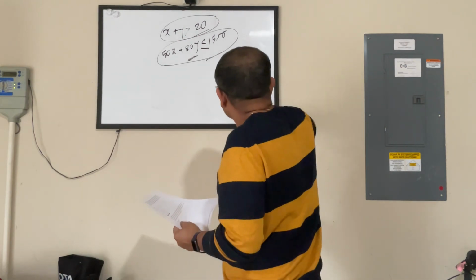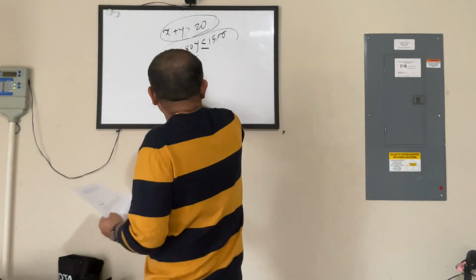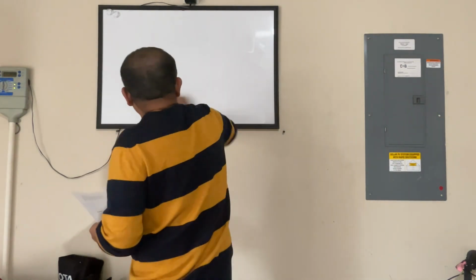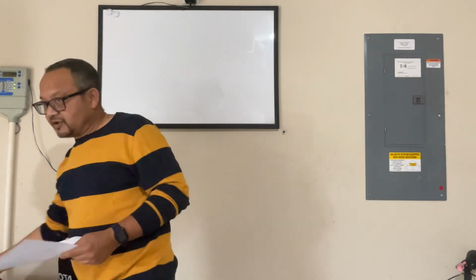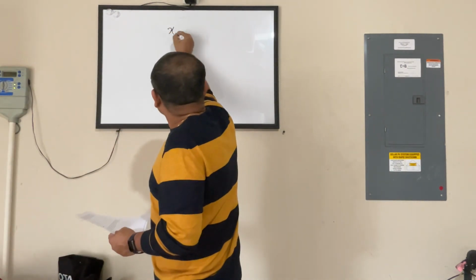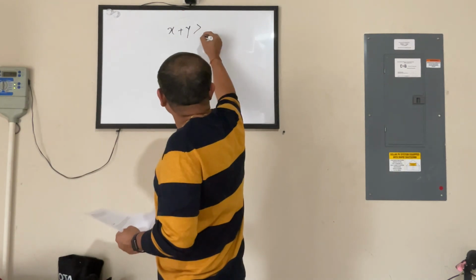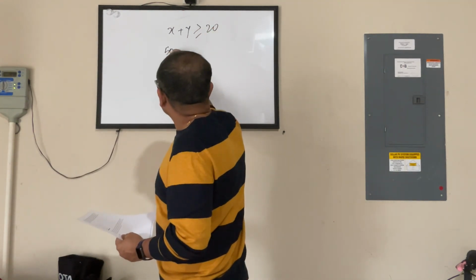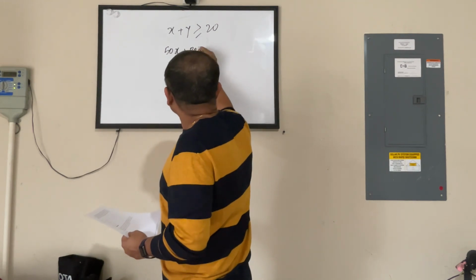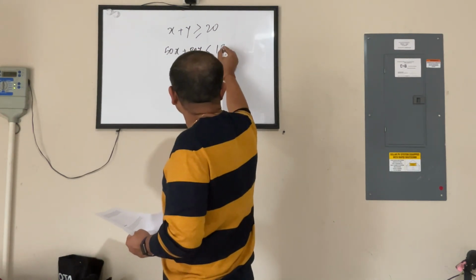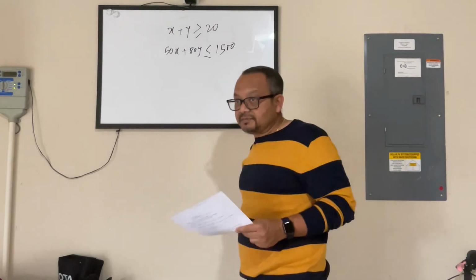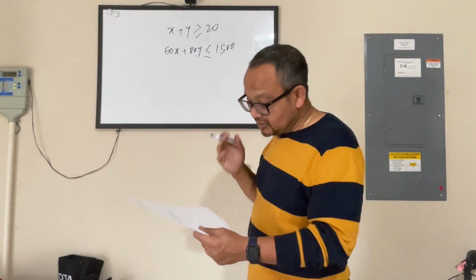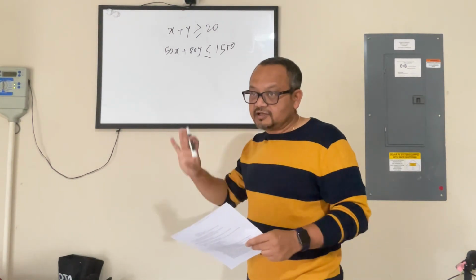So, here's the solution now. Good that we did not conclude in the wrong way. The equation is this, and the second equation is 50x plus 80y is less than or equal to 1500. So 18 is ruled out. 18 is out of the equation now.